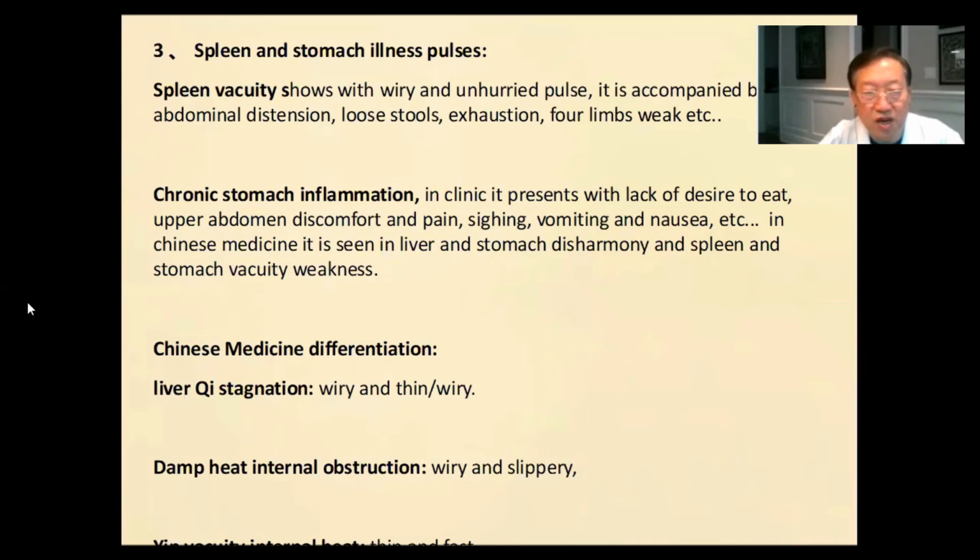Chinese medicine differentiation: liver qi stagnation, wiry and thin pulse. Deep heat internal obstruction, wiry and slippery pulse. Yin vacuity internal heat, thin and fast pulse.